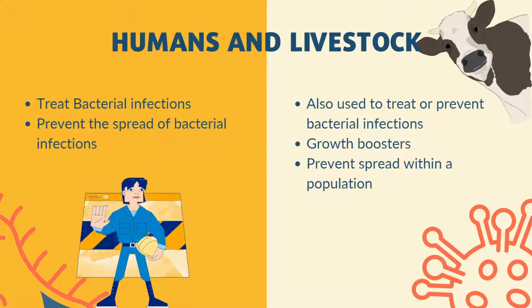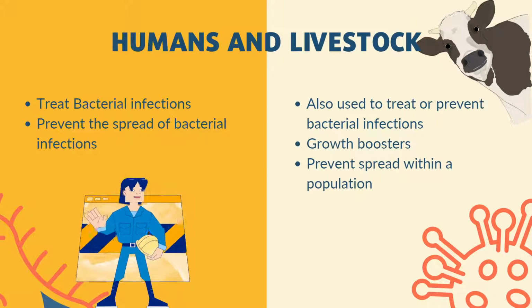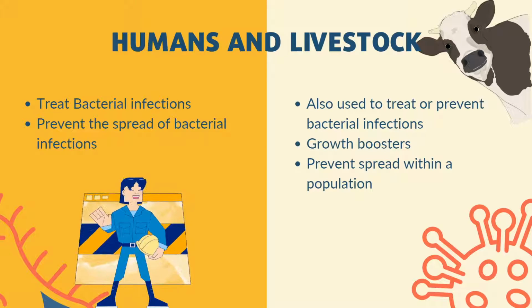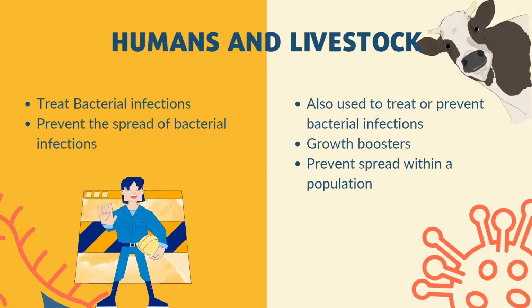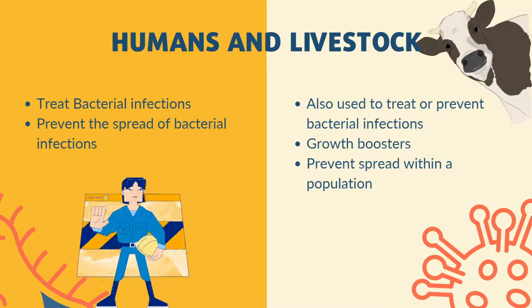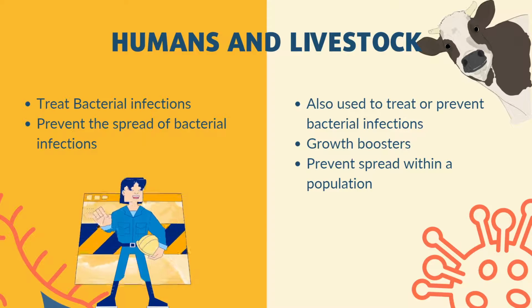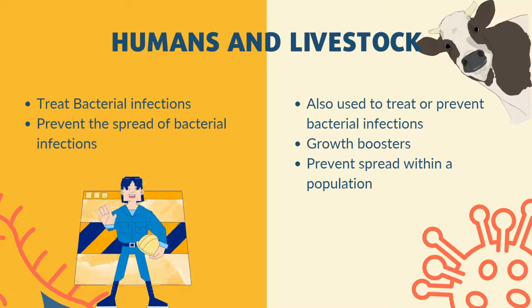And as far as livestock goes, the usages are pretty similar. So farmers will use antibiotics to treat existing infections in livestock populations. They will also use antibiotics to better control infections and to prevent infections from occurring in livestock. And farmers will also use antibiotics as growth boosters to boost growth hormones within their livestock, meaning that they will grow faster in a shorter period of time.